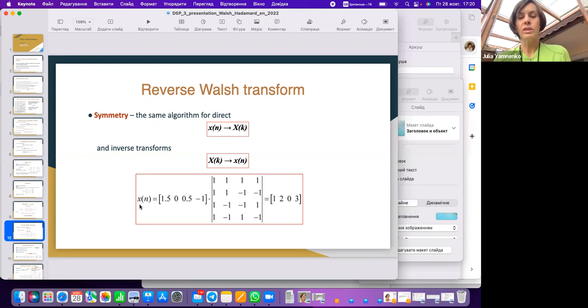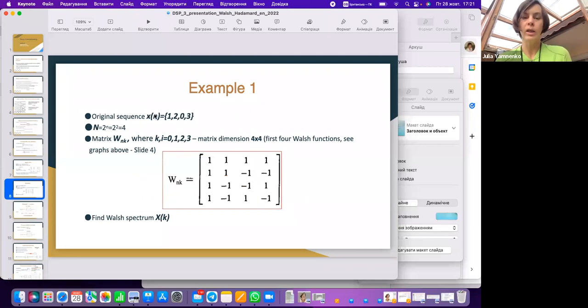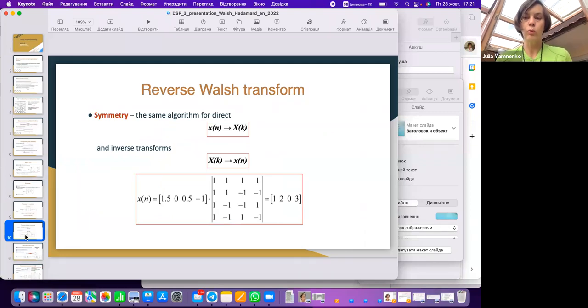Here we use the same matrix and we use the values of the spectrum 1.5, 0, 0.5, and -1, and we multiply them together. As a result, we obtain the original function 1, 2, 0, 3. It contains 4 values, and we can compare it with the original function from which we started this example, and this is the same. So our method is working. We just proved it. And now we see that really this method is symmetrical.